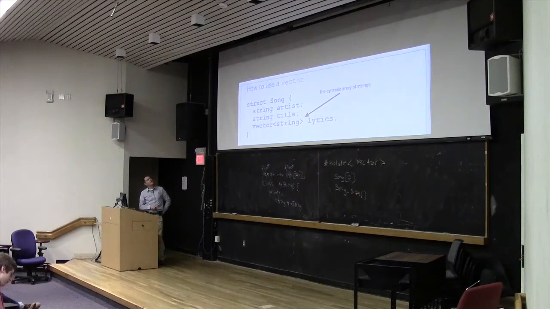Here's how you might use a vector. Does this look familiar to anybody? Maybe some of you have come up with this idea. You have a song structure, a struct of songs. I forgot the semicolon here. And you say string artist, that's the artist name, string title, and then here's your vector of lyrics. It's easier than trying to figure out a dynamic array of lyrics. It's all handled for you, which is cool.